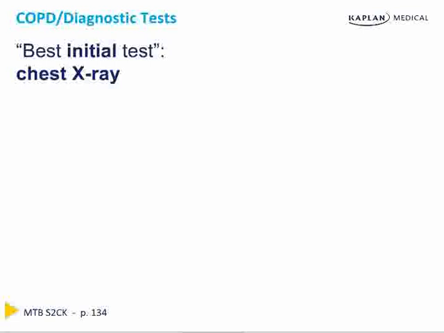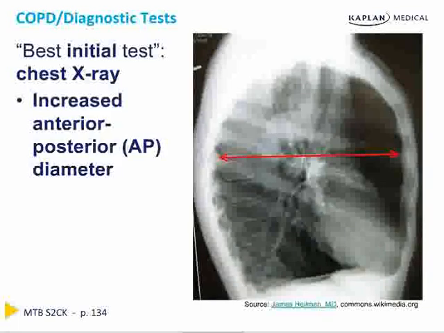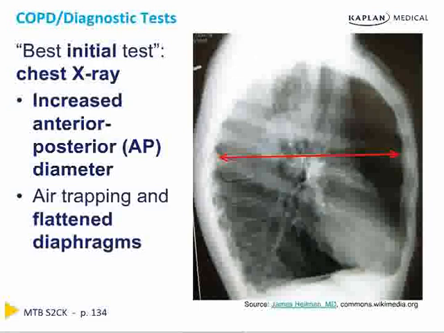Most often on a COPD x-ray, you're going to see the following: an increased AP diameter, which, as we already discussed, is a result of this hyperinflation of the lungs, an increase in the total lung capacity with years and years of expiration obstruction. You will also see air trapping and flattened diaphragms. Air trapping is usually seen as hyperlucency in the upper lung lobes, as seen on a chest x-ray.